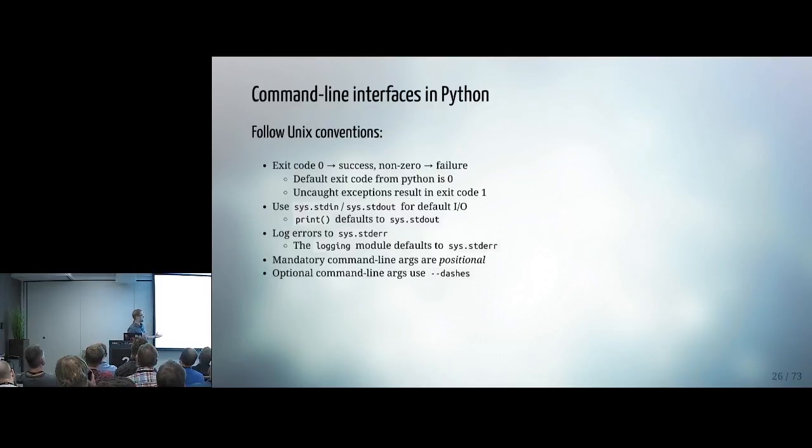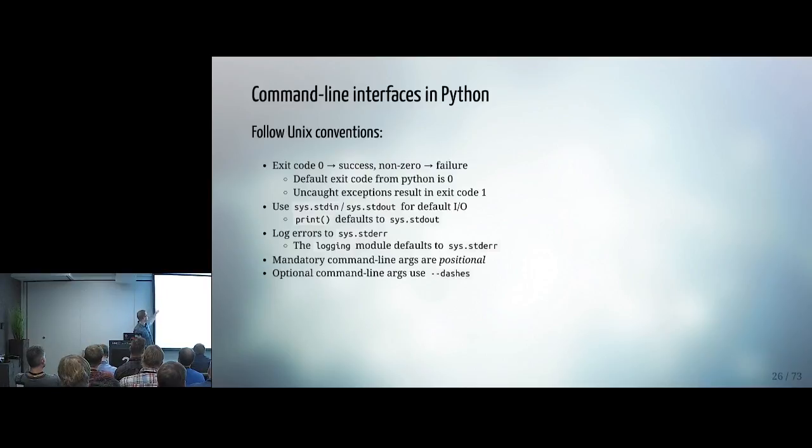One typical thing you do in the Unix convention is to use sys.stdin and sys.stdout for default I/O. So standard in and standard out are these conventions for getting your default input and where to write your default output. Print in Python defaults to standard out. So the defaults in Python are set up to work with this. If you use the logging module in Python, it's going to default to printing your log messages on standard error, which is the Unix convention for logging errors and warnings.